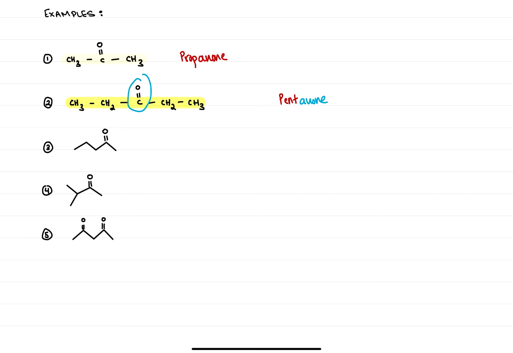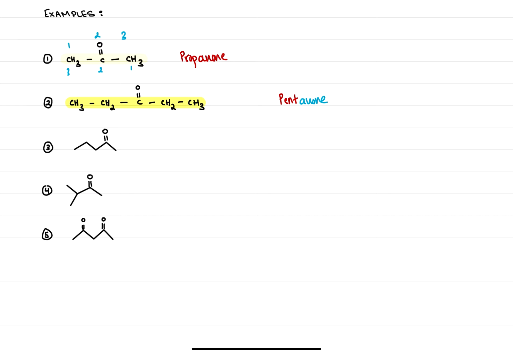Now here's the interesting bit. If you note, in the case of carboxylic acid, the COOH group was a terminal group. It was always at the end, so it was always getting the number 1. But in this case, this is not always going to be the case, because look here. I can number this as 1, 2, 3, or I can number this as 1, 2, 3. Doesn't matter.